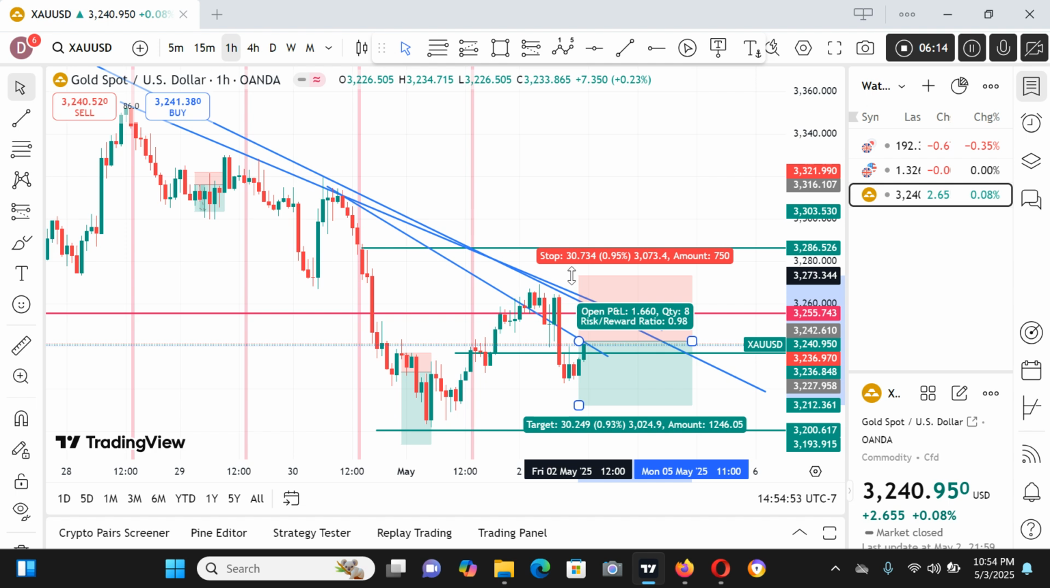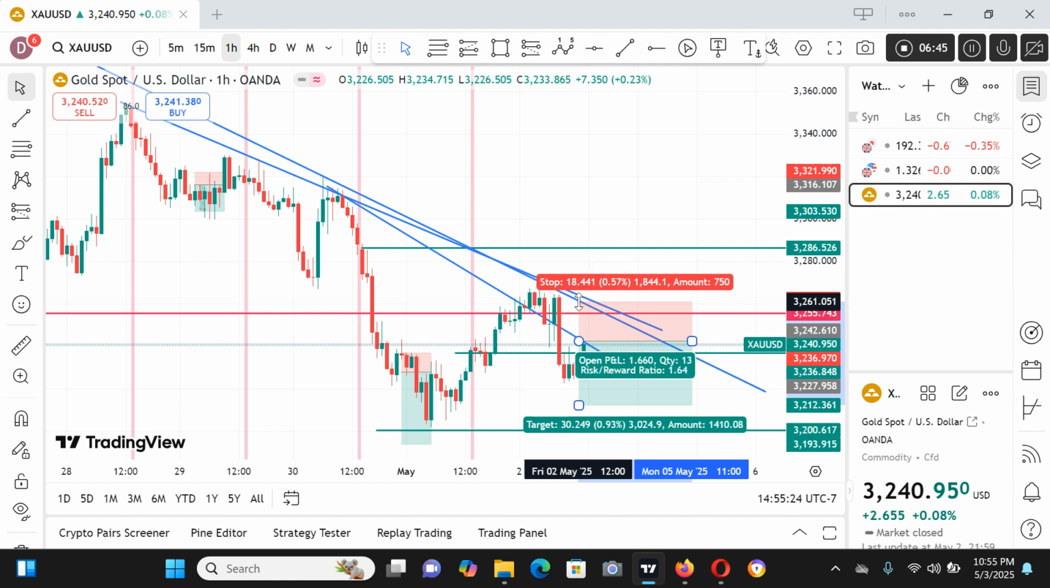So here we have 30.734. But in gold, this number of pips is equal to 307 pips. We are interested in the digits before the decimal point and the first digit immediately after the decimal point. So here we have 30.734, so it becomes 307.